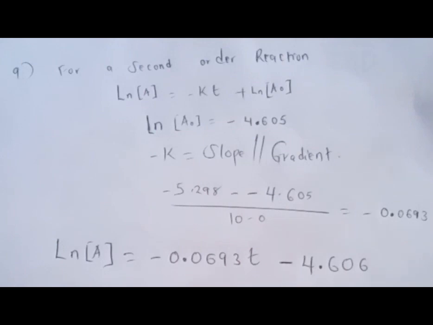We can get that by getting the change in ln A at 2 different points and dividing that by the change in time from our table. So once we have that, you can see that our ln of A naught is negative 4.606 and negative K, the slope, is 0.0693. So we just plug into this general equation.